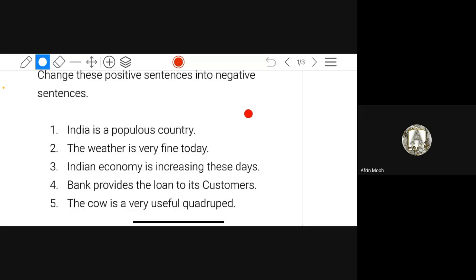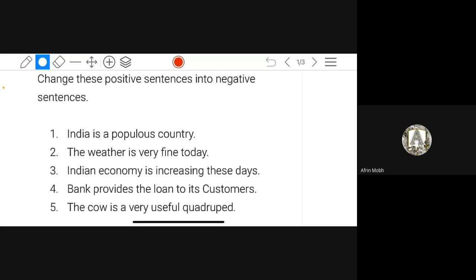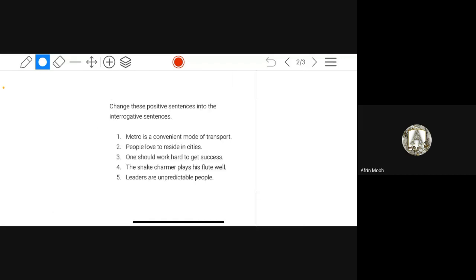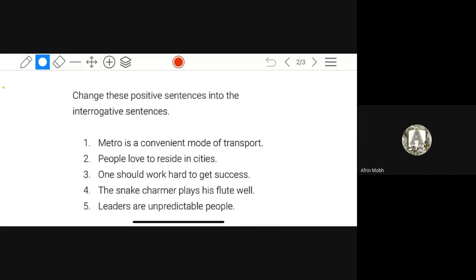Should I change the page? Are you writing? Sir, screenshot has to be given. Yes, you will have to write it in rough book. Two minutes, sir. Why two minutes? Okay. The screenshot takes one second or two seconds.